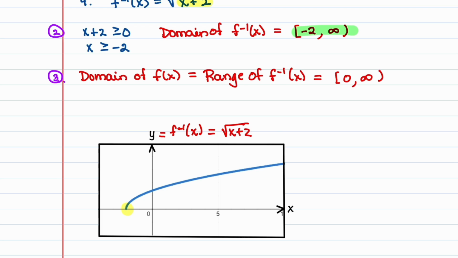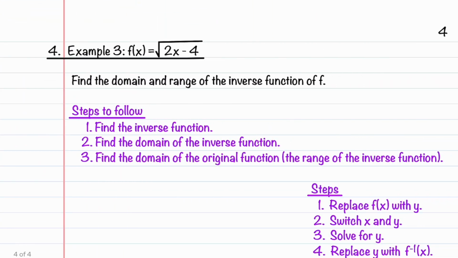And then also notice that our y value is always positive. And that's why the range is greater than or equal to 0. Let's now go on and do our last example.